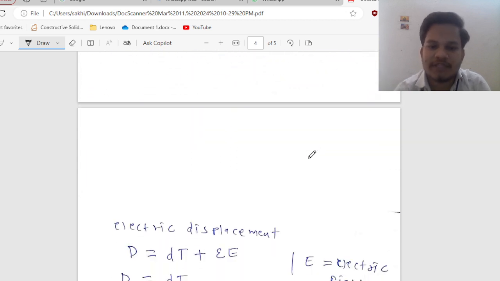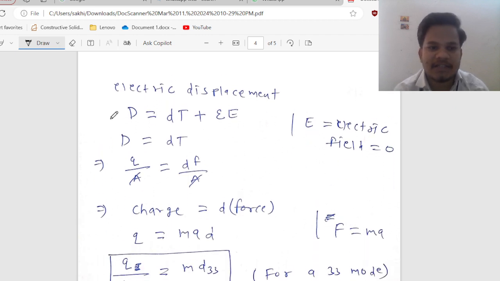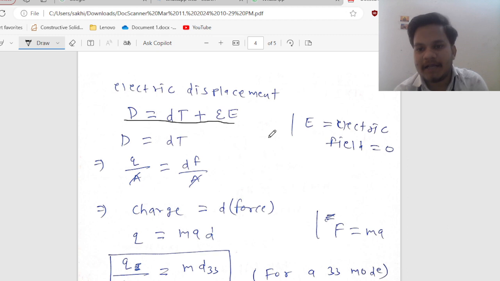Also we have to see the sensitivity formula. How can we interpret or derive this formula? We know that the electric displacement is D equals d T plus epsilon E, where epsilon is the permittivity of the piezoelectric material and E is the electric field. Basically we are not applying any electric field to the piezoelectric material, so there will be only stress due to the acceleration, because suppose this is a piezoelectric material.